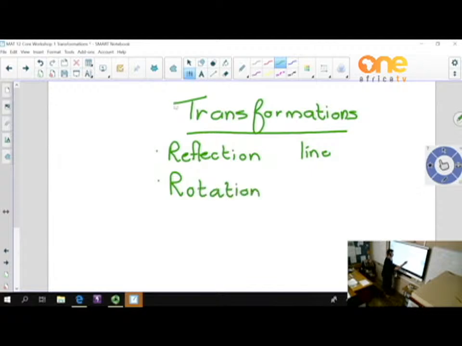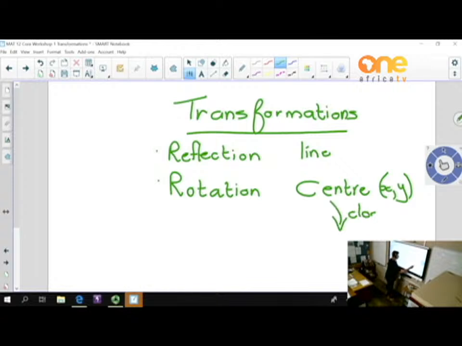A rotation, I need a center, which we usually give as coordinates, x, y. What is the center of rotation? Then you have the direction. Is it clockwise or anti-clockwise? The direction in which we are rotating. And then we have to give the degrees. Usually it will be 90 degrees clockwise or 180 degrees. That's what we use there.